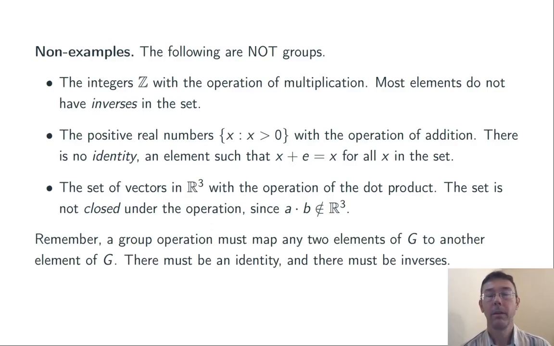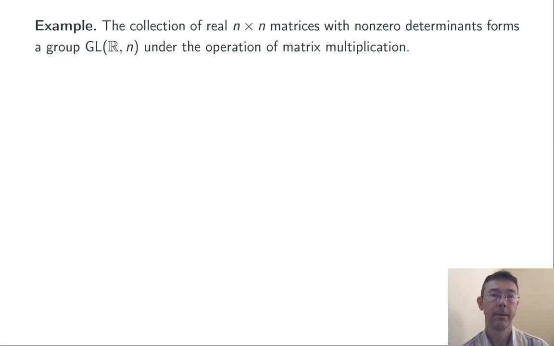To summarize, a group has to map any two elements of the set to another element of the set. There has to be an identity, and there must be inverses. And of course, the operation has to be associative. Notice that I haven't been proving associativity in each one of these cases. It's a little more tedious to do so here and elsewhere.